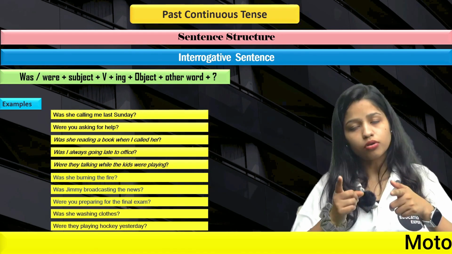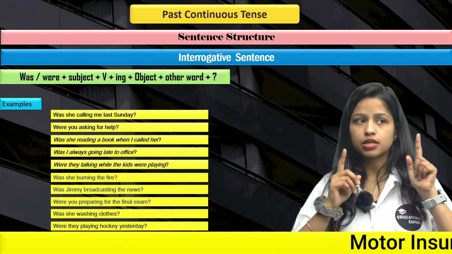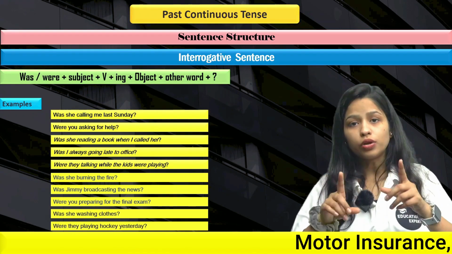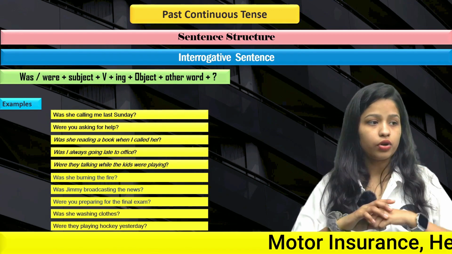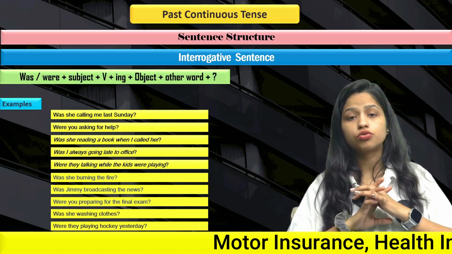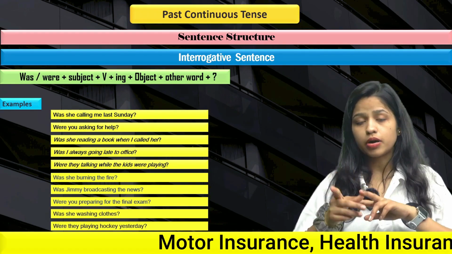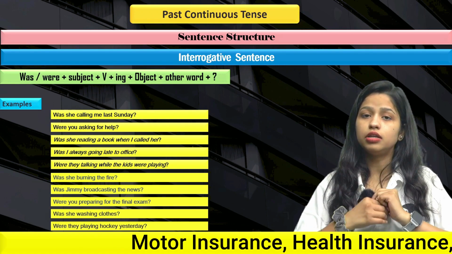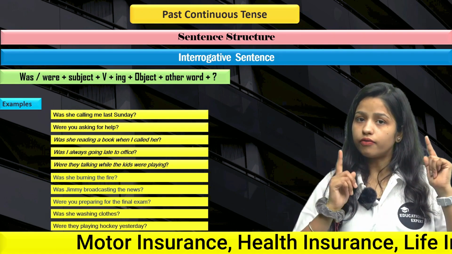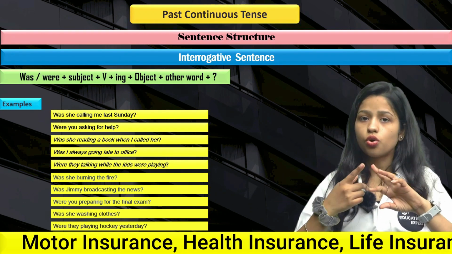Before jumping into interrogative negative, let me tell you, in interrogative sentences, if you notice all of these sentences, you will get the answer in yes or no. For example, if I'm taking any example randomly, was she burning the fire? Can you answer this in detail? Yes, you can answer this in detail, but first, this answer will always go into either yes or no, right?